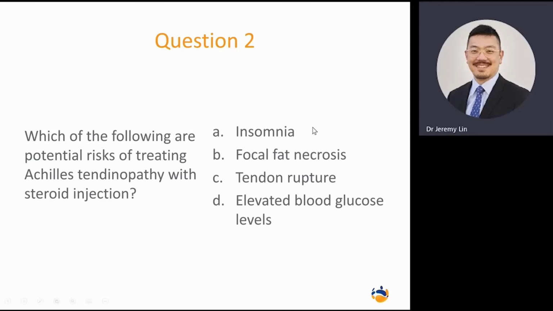The other options: insomnia. Some patients may be more susceptible to the effects of systemic steroids and may have problems on the night of the injection. Elevated blood glucose level is something patients should always be warned about if they are diabetic, because it can throw their blood glucose level haywire and they may have to look after their insulin injections more carefully. Focal fat necrosis is more prevalent in the pediatric population, but it causes a large defect afterwards and can be quite cosmetically disfiguring.